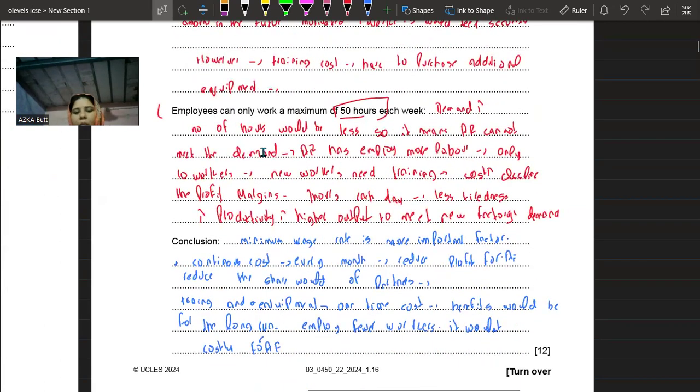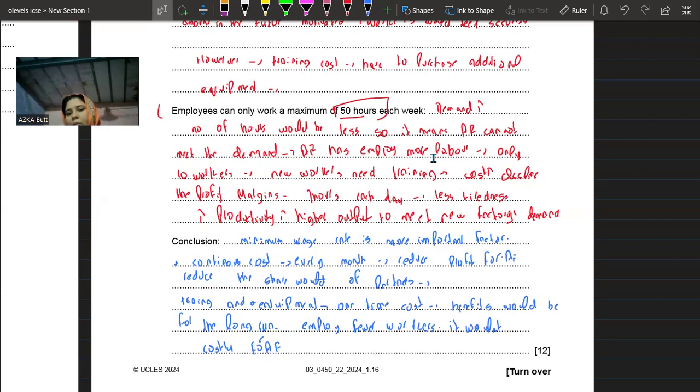And the last one, employees can work a maximum of 50 hours each week. So again, there are a lot of disadvantages. We cannot meet the demand, and our main aim of expansion is to increase the output. It means that we cannot achieve our aim if 50 hours is the limit. It means that every worker is doing the work for only 7 hours. So whenever the demand is increasing, or whenever we find an emergency to meet the demand, at that time the workers would not be available.